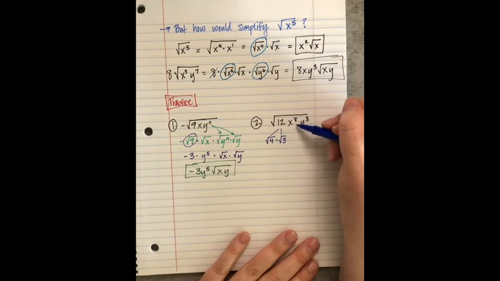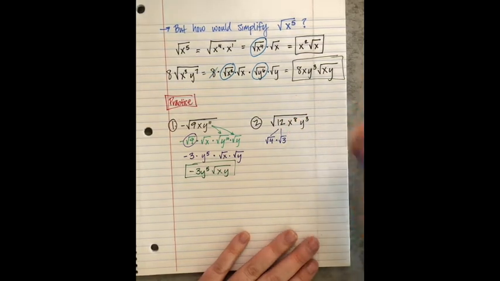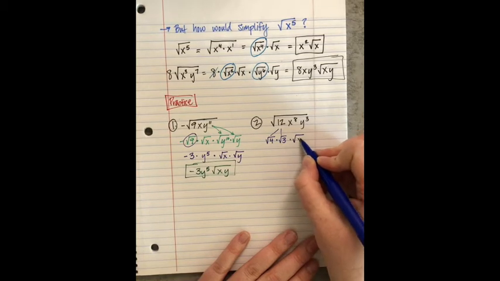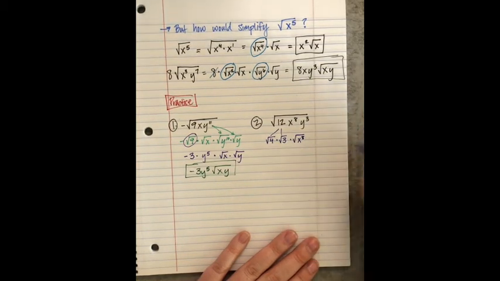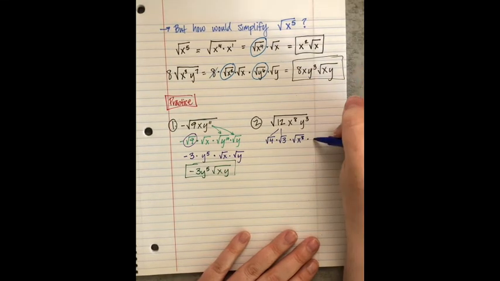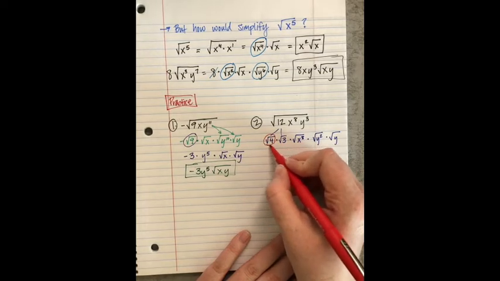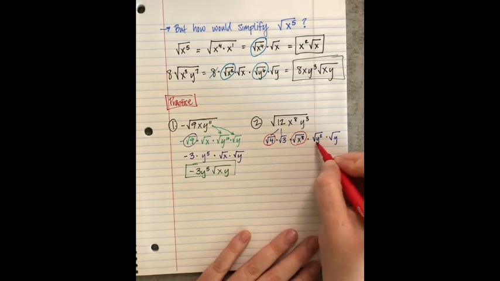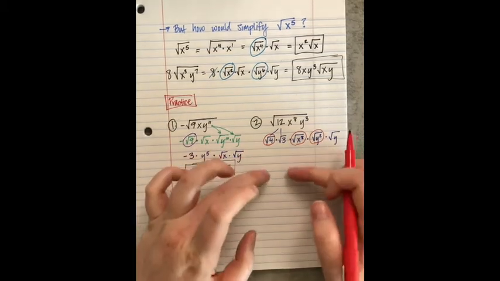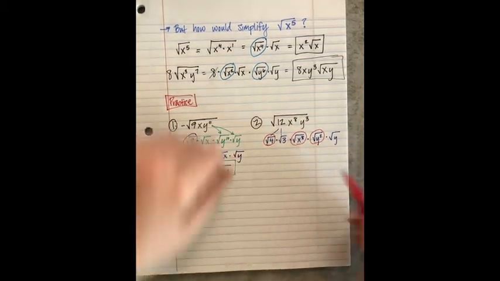Next, do I need to break apart this x to the 8th? Well, 8 is an even power, so that's already a perfect square, so I'm just going to leave it. Y to the 3rd power, 3 is an odd number, so I'm going to have to break that apart into y squared times y. So the square root of y squared, square root of y. Okay. 4 is a perfect square, x to the 8th is a perfect square, and y squared is a perfect square. So I'm going to simplify those first and put them out front.